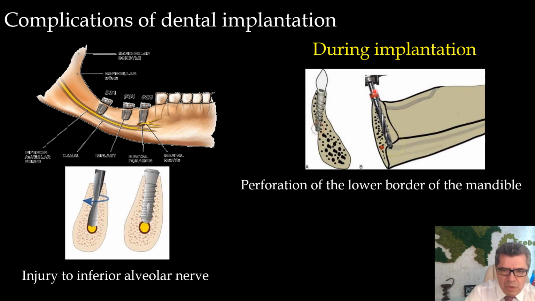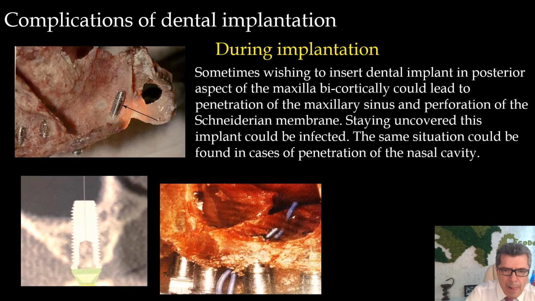Sometimes we have problems during implantation: perforation of the lower border of the mandible or injury to the inferior alveolar nerve. On the maxilla, pushing the dental implant bicortically in the posterior aspect could lead to penetration of the maxillary sinus or perforation of the Schneiderian membrane. Staying uncovered, this implant could become infected. The same situation can occur with penetration of the nasal cavity.